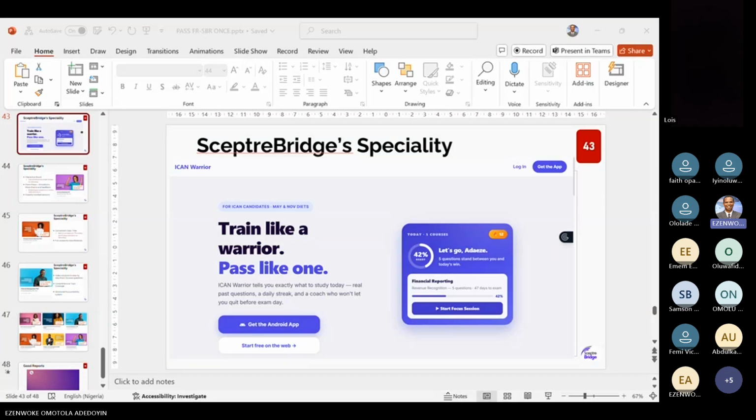So when you click on that, for example, when you click on start study session and the focus session, you will then see all the things you're supposed to do for that course that day, and you can get on to see how to clear them.